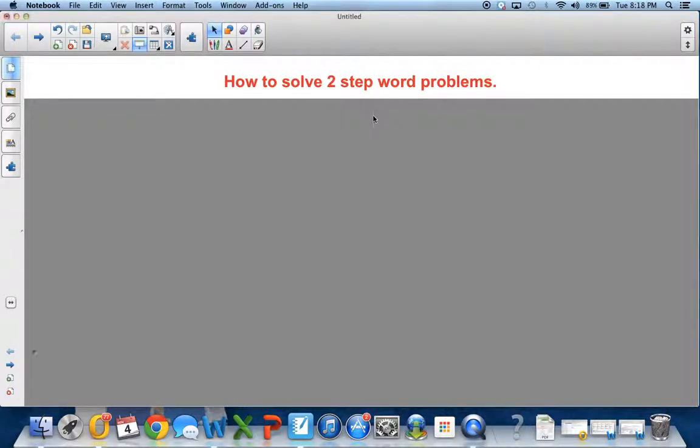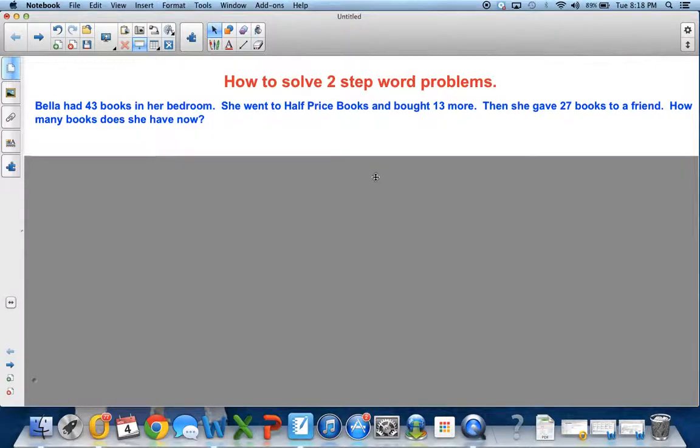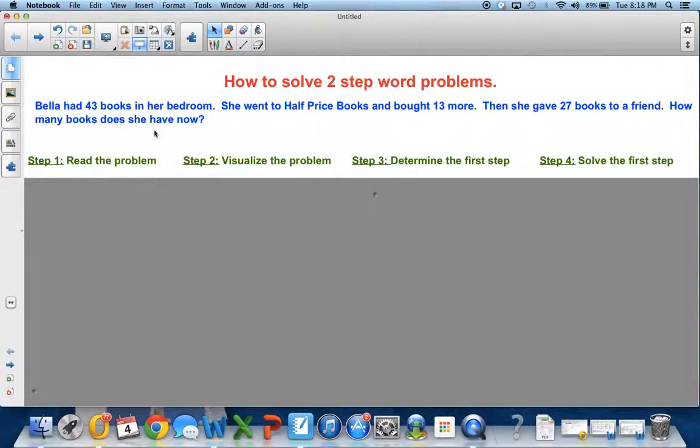So here's our problem. Bella had 43 books in her bedroom. She went to half-price books and bought 13 more. Then she gave 27 books to a friend. How many books does she have now? Well, there's several steps we need to take to solve this problem. Step one is to read the problem, which we just did.